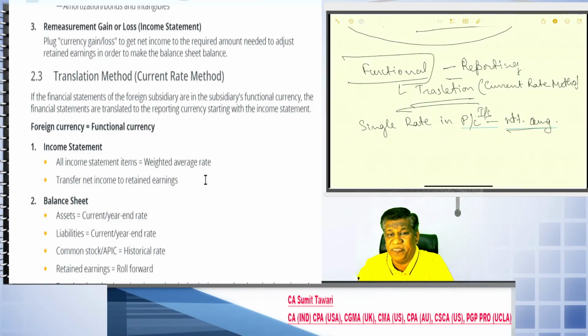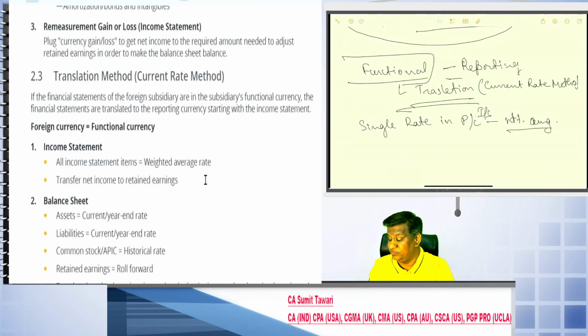In the temporal method or remeasurement, for P&L items we are using two rates: one is the weighted average rate and one is the historical rate. The historical rate is generally used for depreciation, amortization and cost of goods sold. That is the difference. Because of that, we need to recognize the currency gain and loss at two places: one in the P&L and one in the balance sheet. Whatever I talk about right now is for the temporal method, not for the translation method.